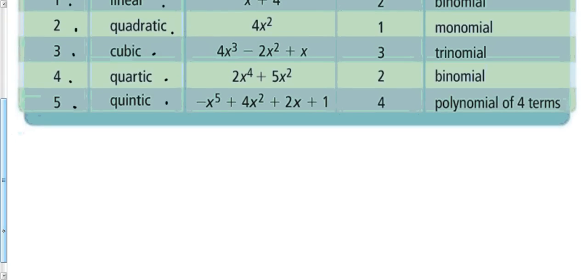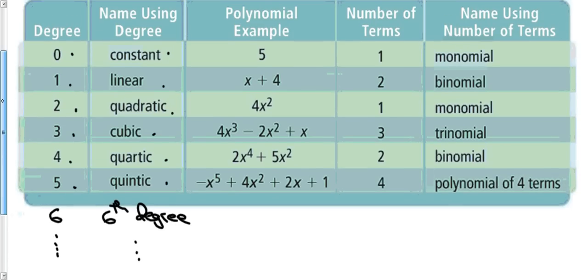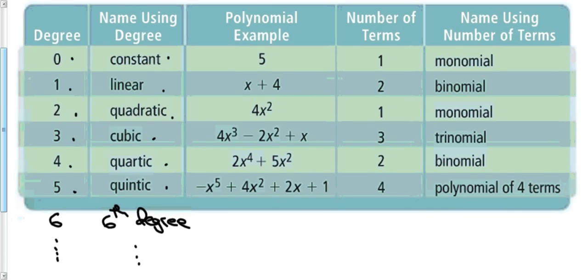Now, as we go higher, we do have names for those different degrees, but we're not going to worry about them in this class. So for degree 6 and up, we're just going to say 6th degree, or as we get higher and higher, 7th degree, 8th degree, 9th degree, whatever. Okay, so we are going to use the names of the polynomials from 1 to 5. We're going to use their special names, but as we get higher than 5, we're just going to use the generic names.